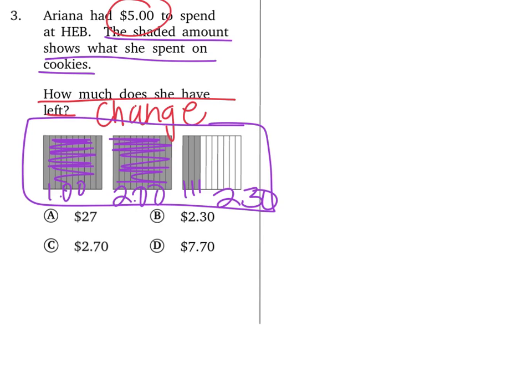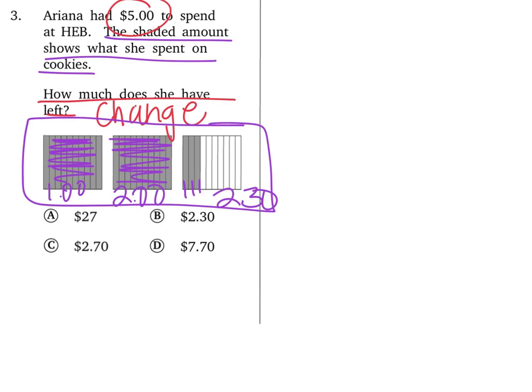Read me the question, everyone. How much does she have left? We even wrote it. What am I looking for? The change. Did I need to know how much she spent on cookies? No. This is a what kind of problem? Oh, it's a multi-step problem. The first thing I had to do was figure out how much she spent on cookies. And did we do that?